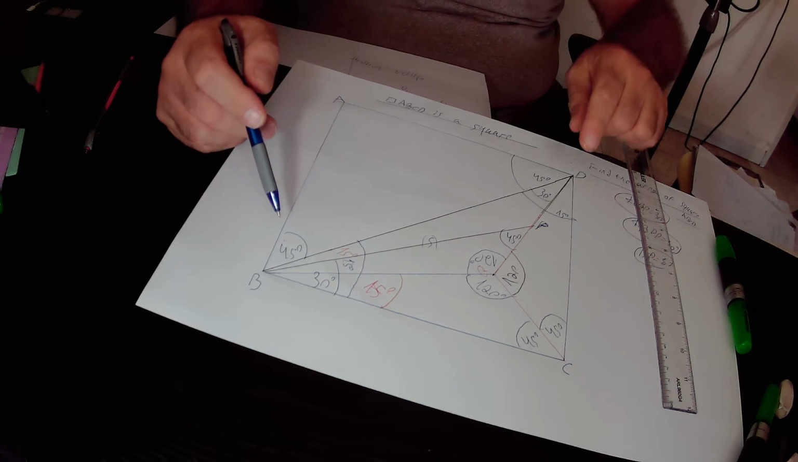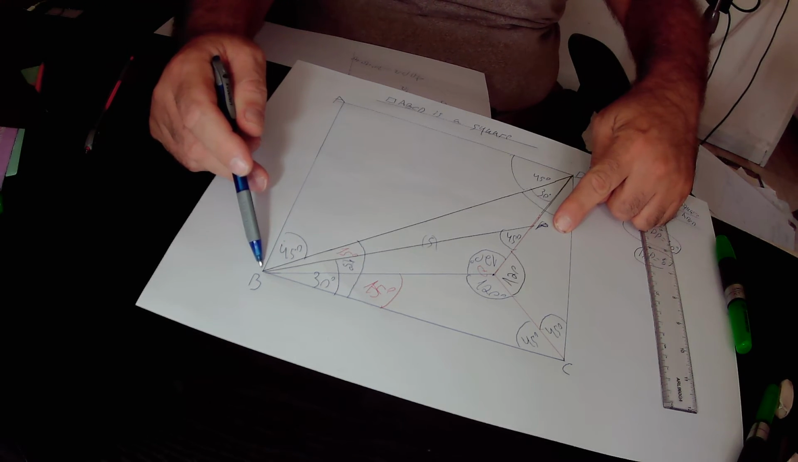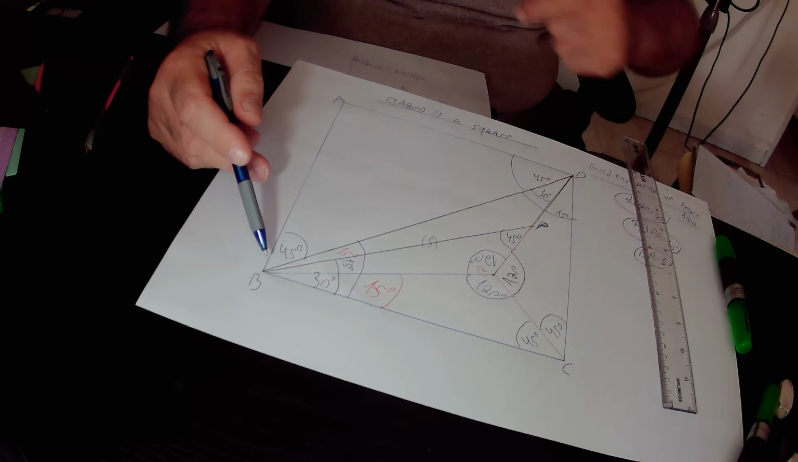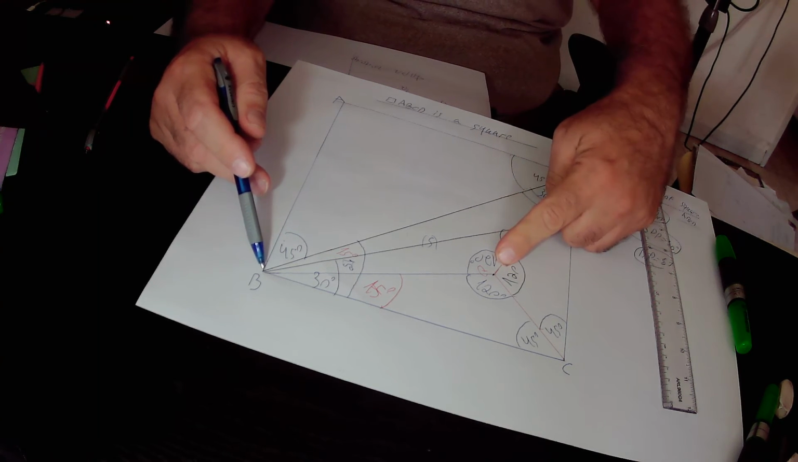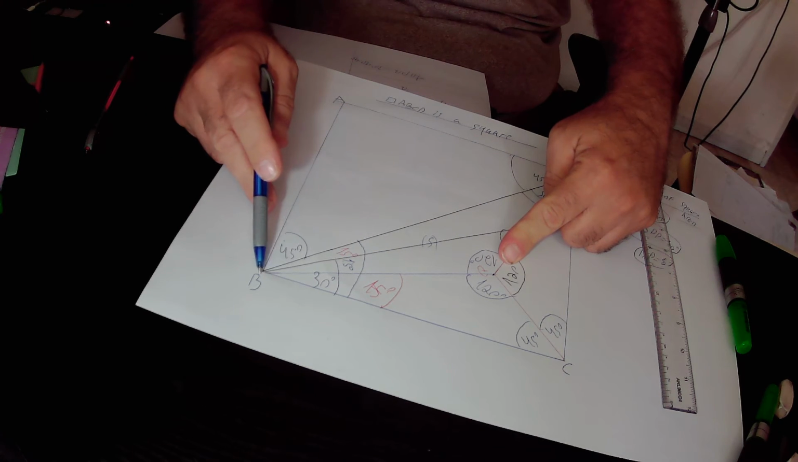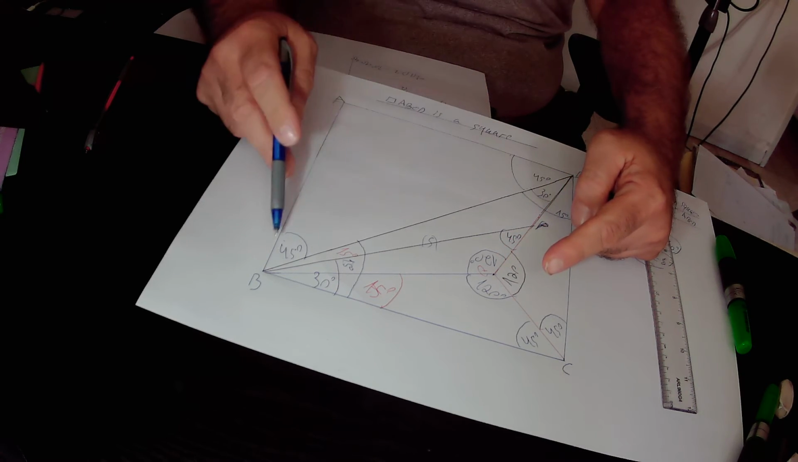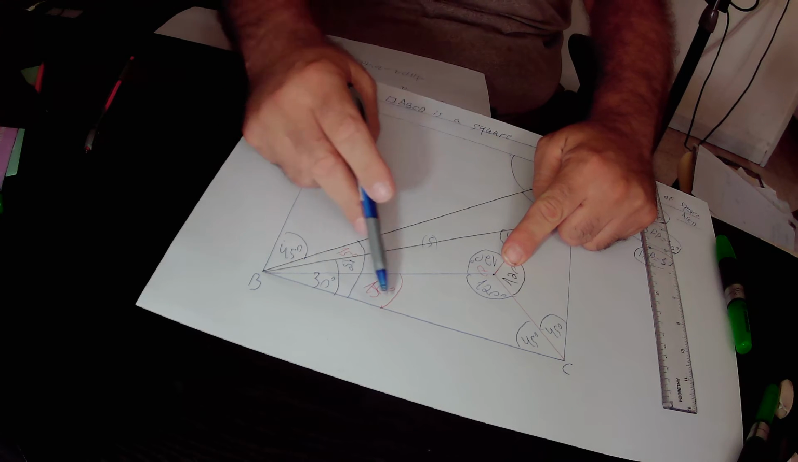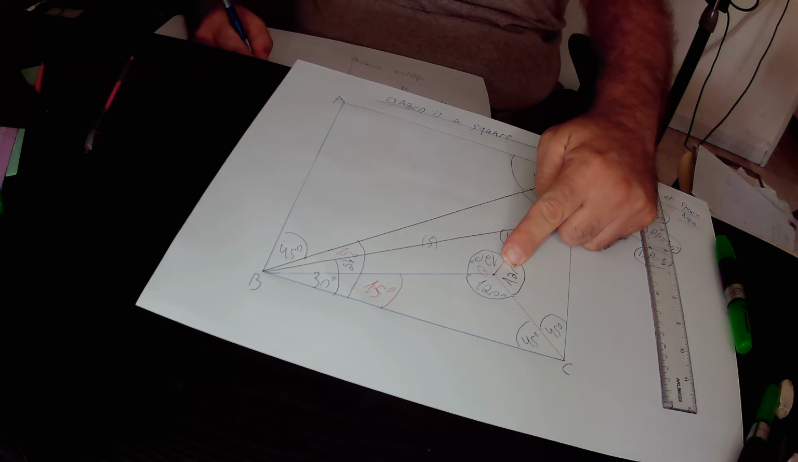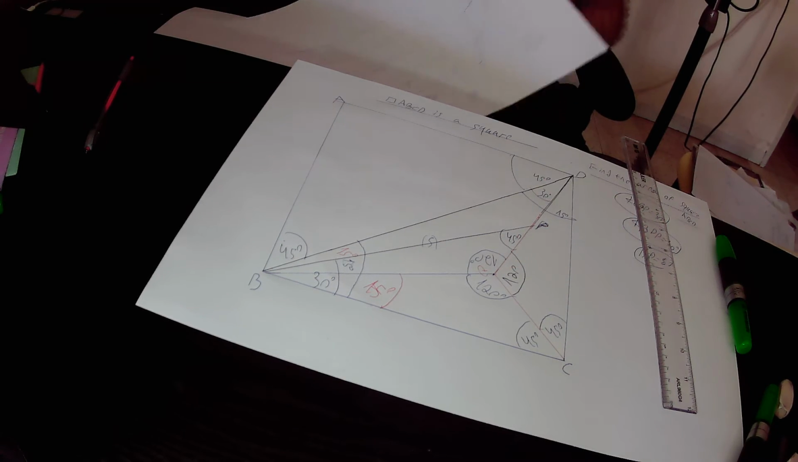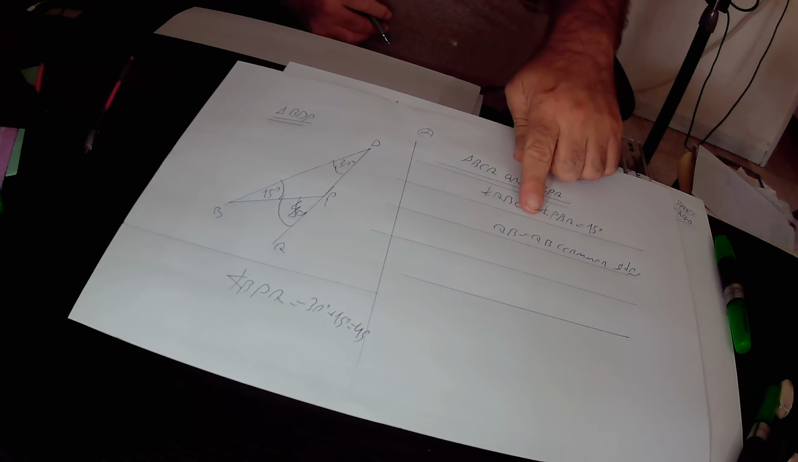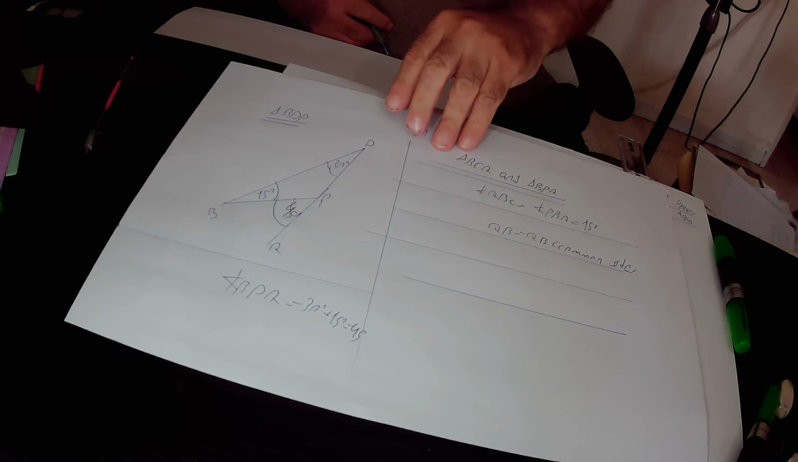In addition, this is side QB. This is a common side that belongs to both triangles. QB belongs to triangle PBQ, and QB also belongs to triangle QBC. So QB equals itself. It's a common side that belongs to both triangles.